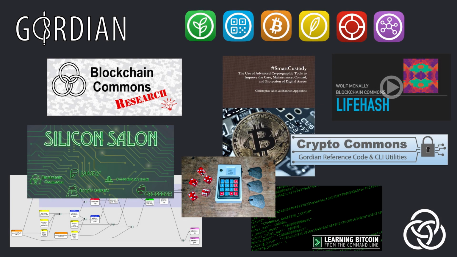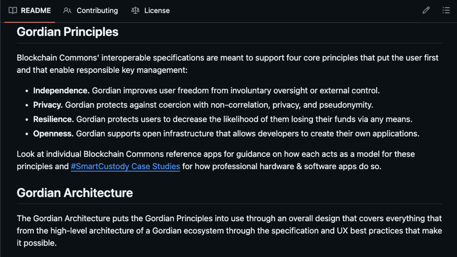Blockchain Commons is a not-for-profit social benefit corporation that builds open, interoperable, and secure digital infrastructure. All of the work we do is open source and available for the public benefit. Our technologies are all driven by the four Gordian principles: independence, privacy, resilience, and openness.